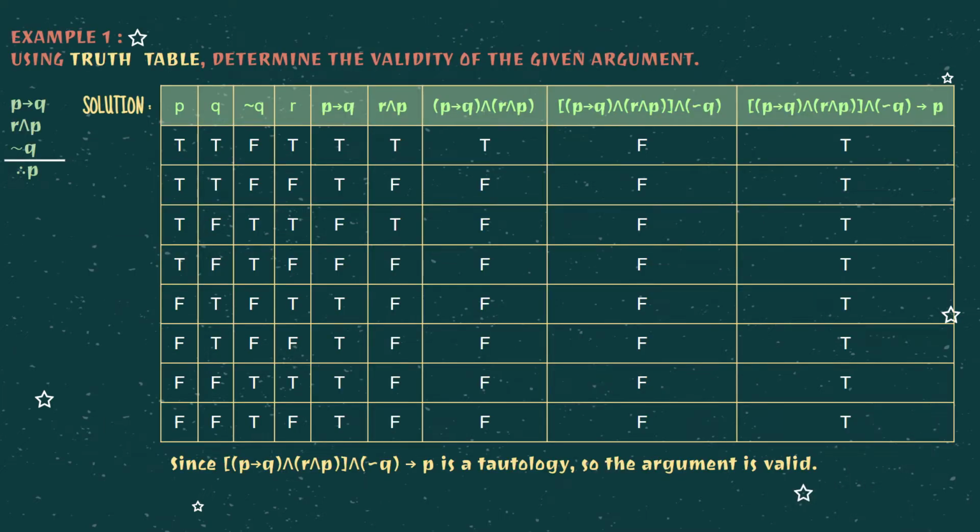Example 1. Using a truth table, determine the validity of the given argument. Premise 1, P imply Q. Premise 2, R and P. Premise 3, negation Q. Conclusion, P.